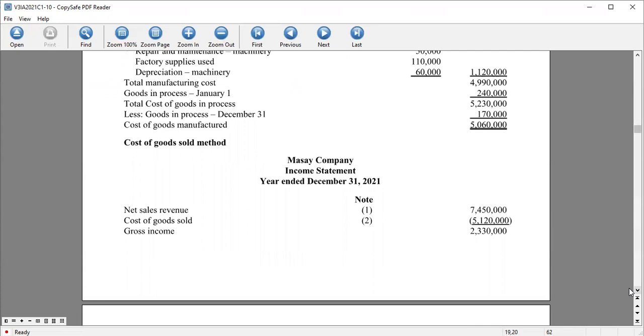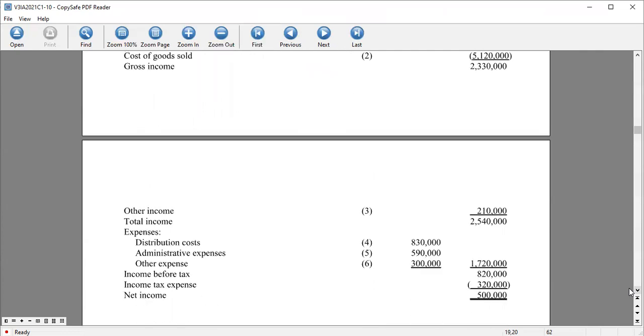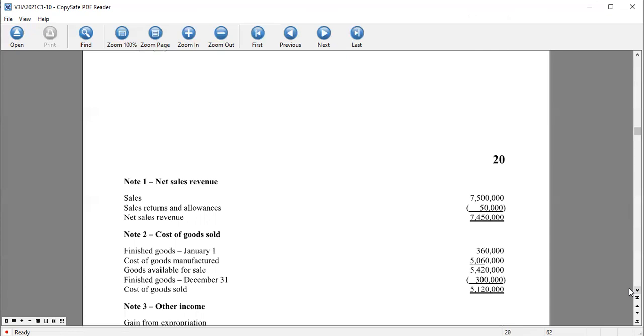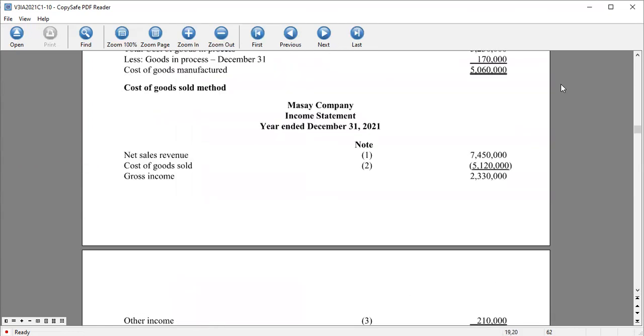notes. So first, we have the net sales revenue and deduct the cost of goods sold with notes numbers 1 and 2. So for note 1, we have the net sales revenue, sales, deduct the returns and allowances with the net sales. And then for cost of goods sold, the finished goods on January 1, we add the cost of goods manufactured, computed in requirement number 1, giving the goods available for sale. Then we deduct the finished goods on December 31. The difference is cost of goods sold. And so we now go back to the main statement, giving the gross profit or the gross income.